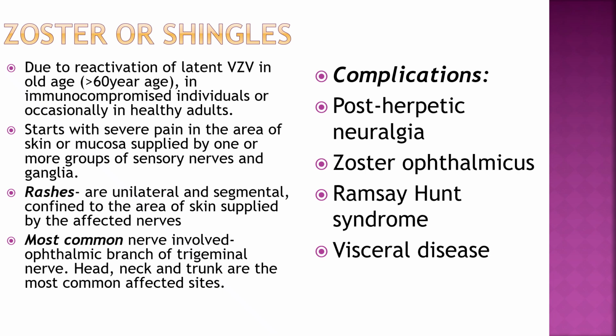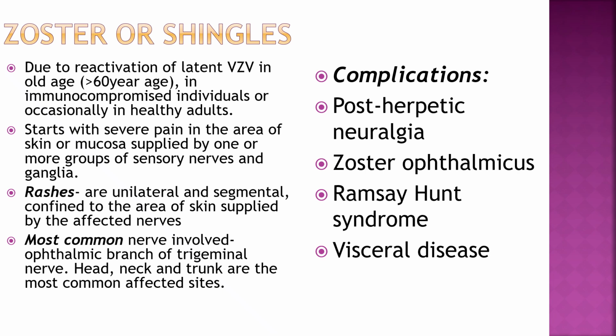Zoster or shingles is due to reactivation of latent varicella zoster virus in old age, more than 60 years of age, in immunocompromised individuals or occasionally in healthy adults. It starts with severe pain in the area of skin or mucosa supplied by one or more groups of sensory nerves and ganglia. Rashes are unilateral, segmental, confined to the area of skin supplied by the affected nerve.